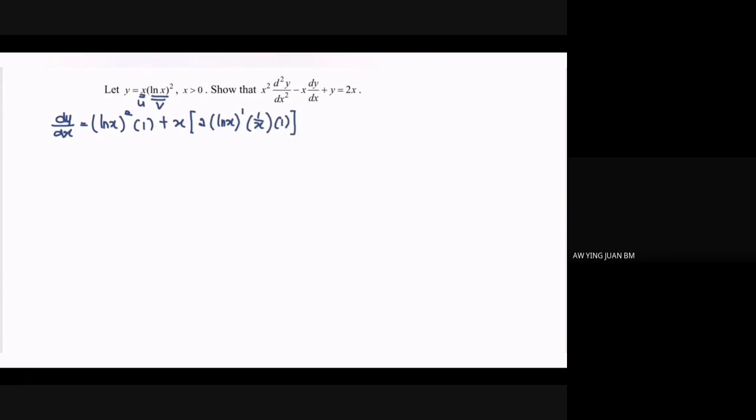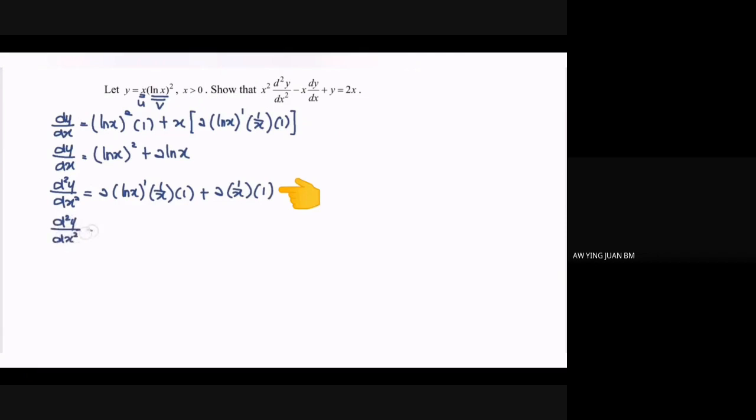So simplify. dy/dx equals (ln x) squared plus 2 ln x. Next, what I'm going to do is to differentiate for the second time. So differentiate dy/dx, we will have the second derivative equals 2 bracket ln x to the power 1 bracket 1 over x multiplied with 1, plus 2 differentiate ln x, and we will have 1 over x and then multiplied with 1. Kindly simplify. So the second derivative will be equal to 2 ln x over x plus 2 over x.